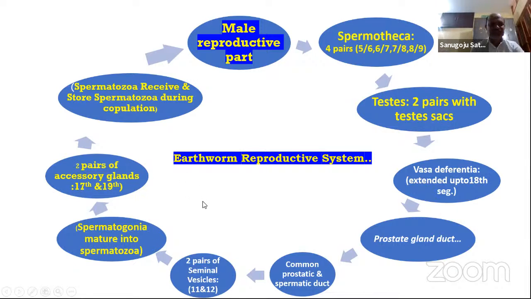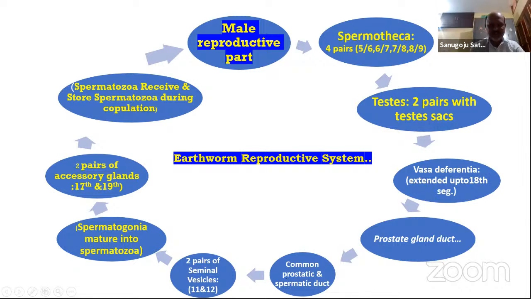As we were seeing, the circular glands seen in the 17th and 19th segments in the diagram are the accessory glands. 2 pairs are present. The spermathecae receive and store the spermatozoa during copulation. This is the actual story about the male reproductive part. That means male reproduction is highly developed in this animal.